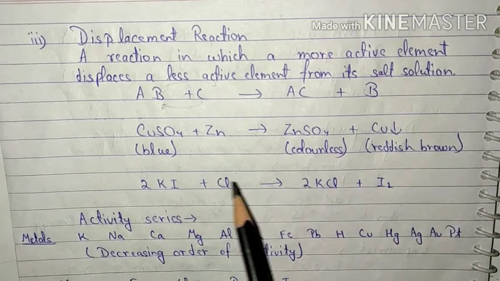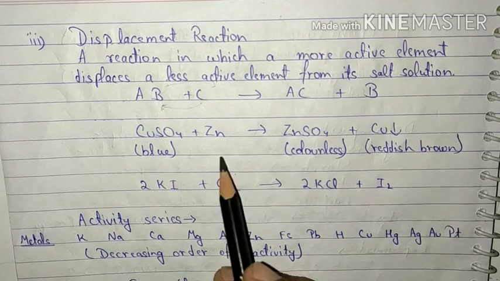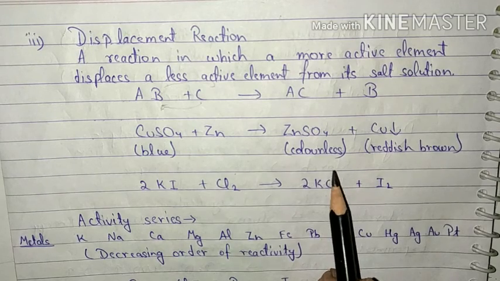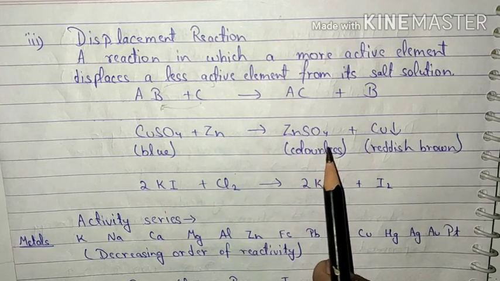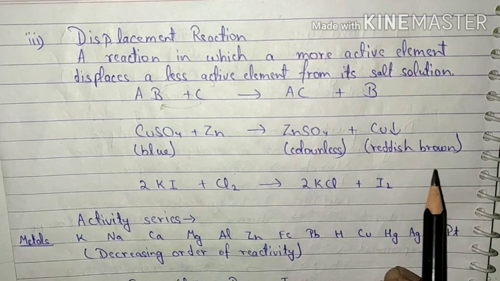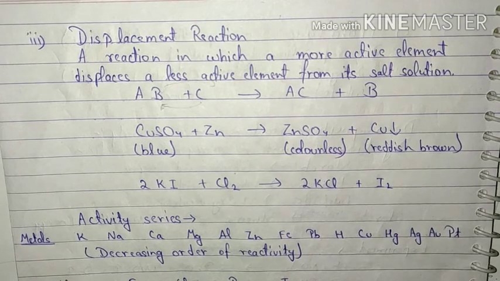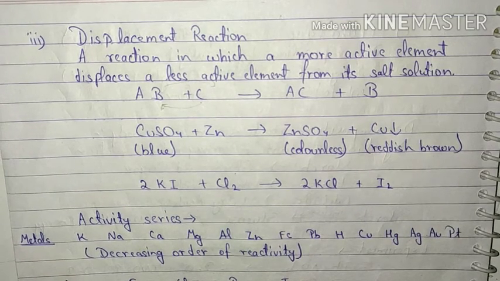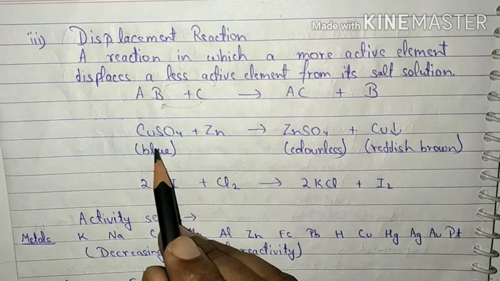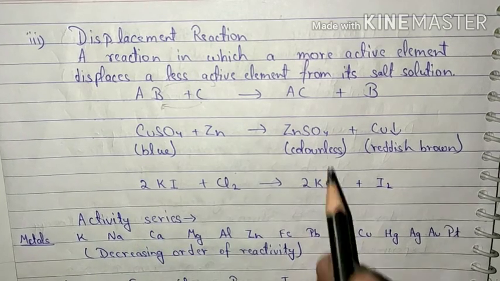As you can observe, the color changes also. Copper sulfate is blue in color. As soon as zinc is added to it, the solution turns colorless, which indicates the formation of zinc sulfate. Also, reddish brown particles are seen at the bottom of the container, which shows that copper particles are being formed over there. Why does this happen? Because zinc is more reactive than copper, so it displaces copper from its salt and takes its place.